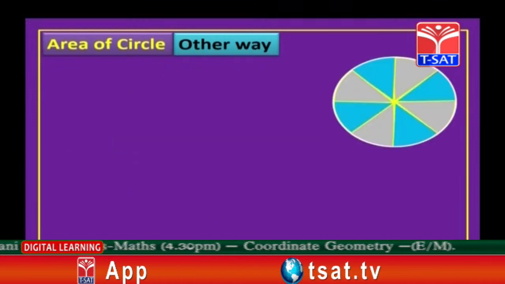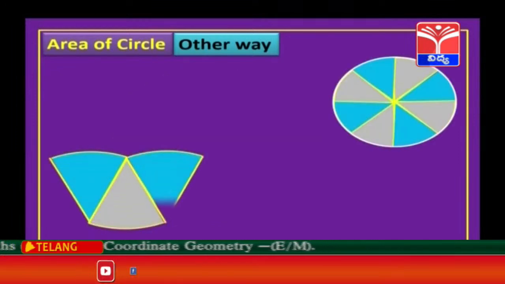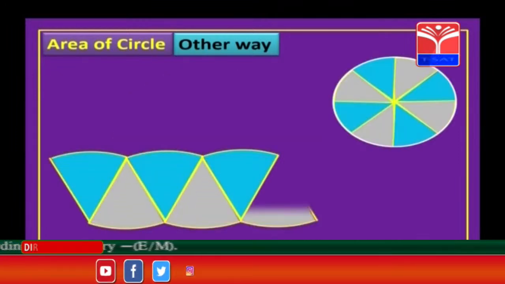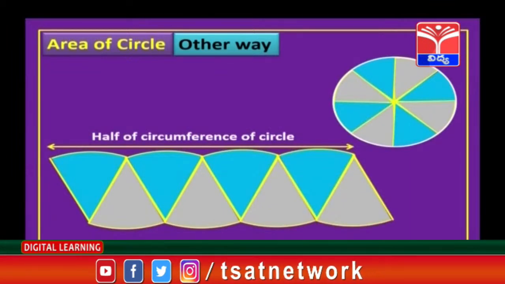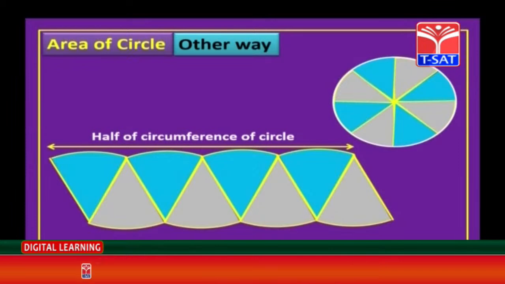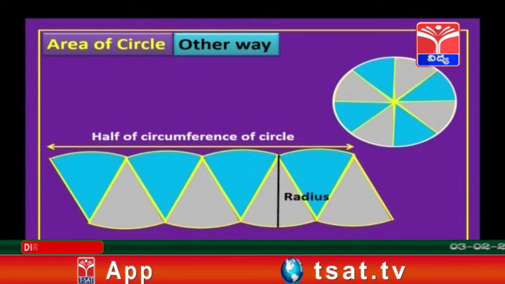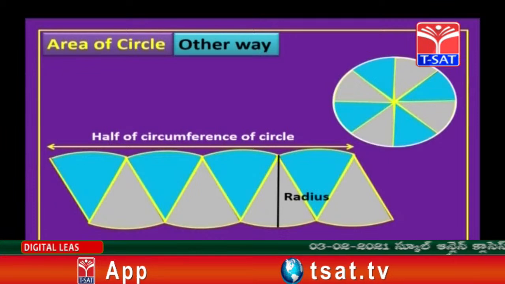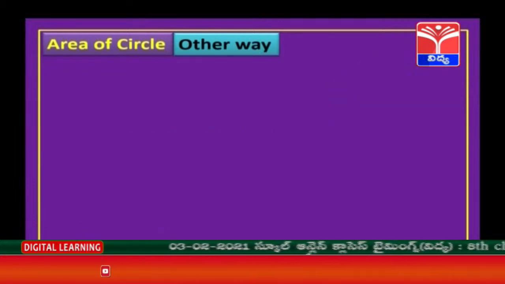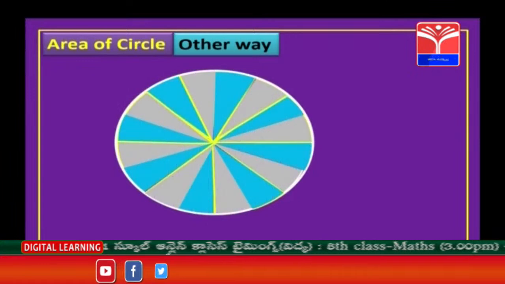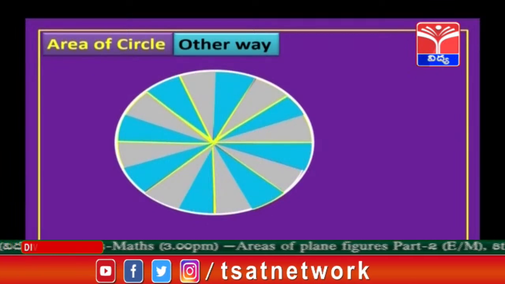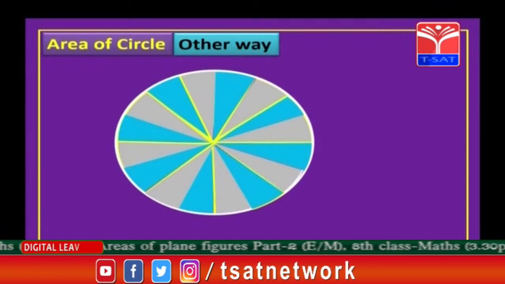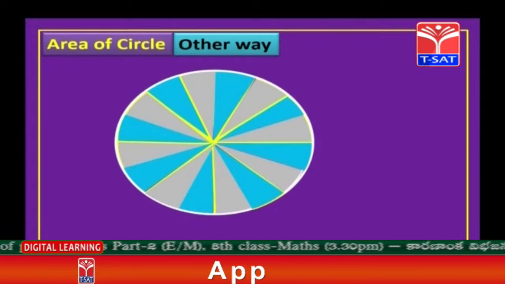Okay, children. Now I am placing the sectors as shown on your screen. You could notice that the length is half of the circumference of the circle. Got it, children? And this part, which is shown on your screen, is the radius of the circle. Now let us divide the circle into more number of sectors, children. You can see there, right? Now we have divided into more sectors.